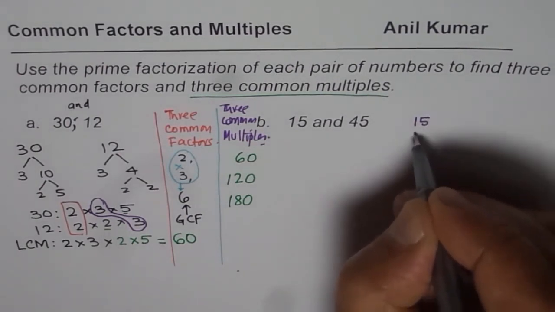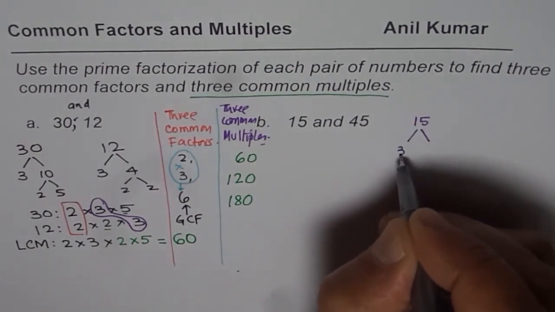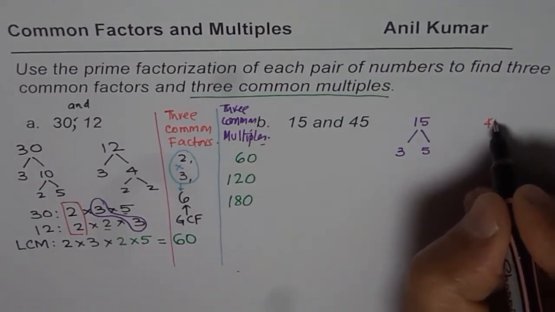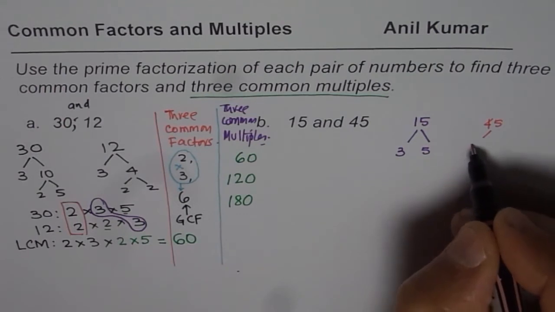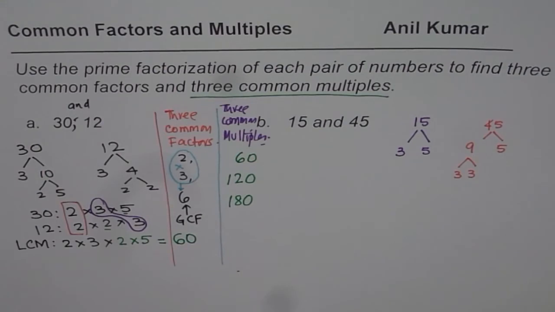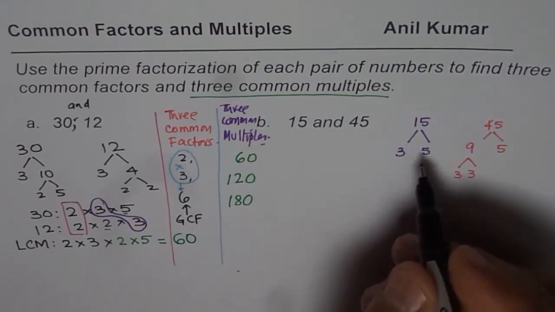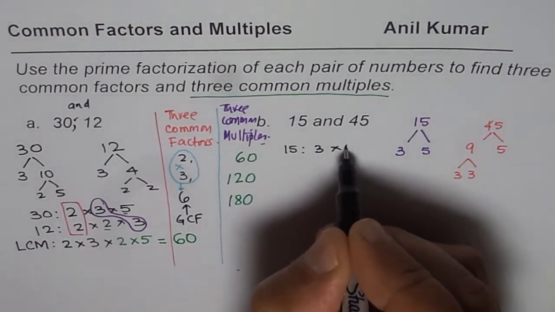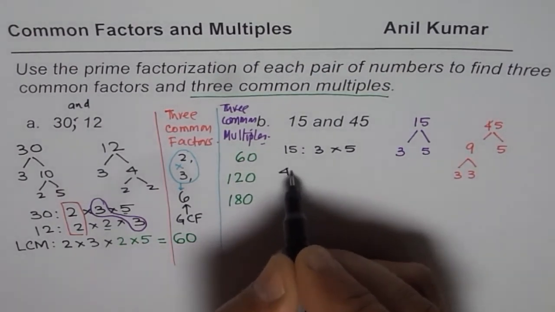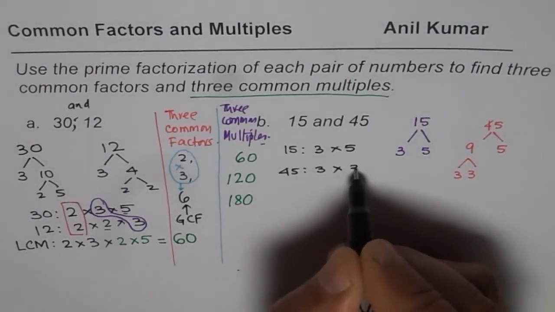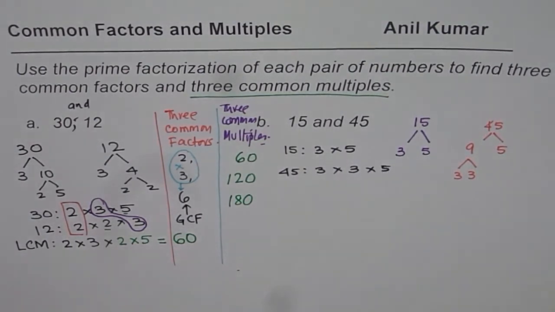So the prime factorization of 15 is 3 times 5, and then we'll take the number 45, which is 9 times 5, and 9 is 3 times 3. So we can write down the factors for these numbers. For 15, the prime factorization is 3 times 5, and for 45, the prime factorization is 3 times 3 times 5.